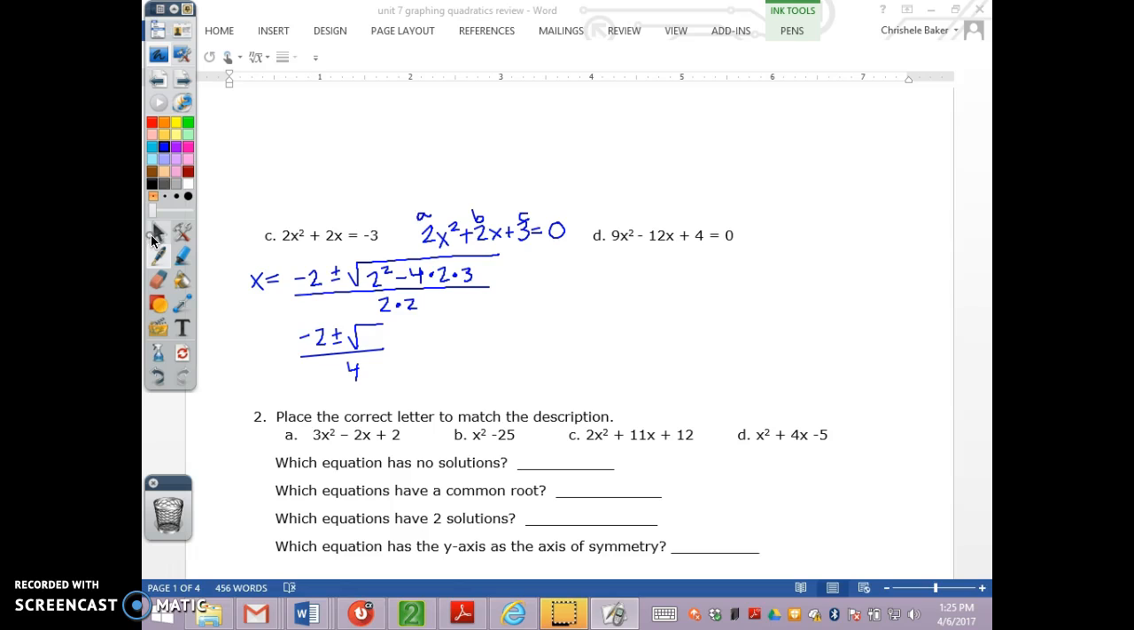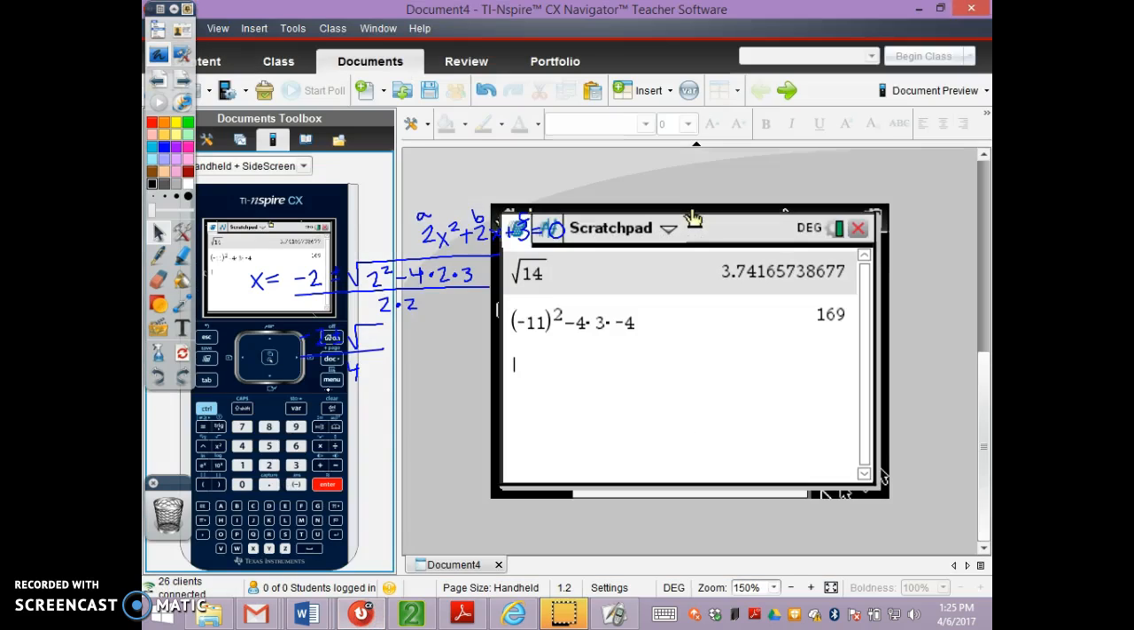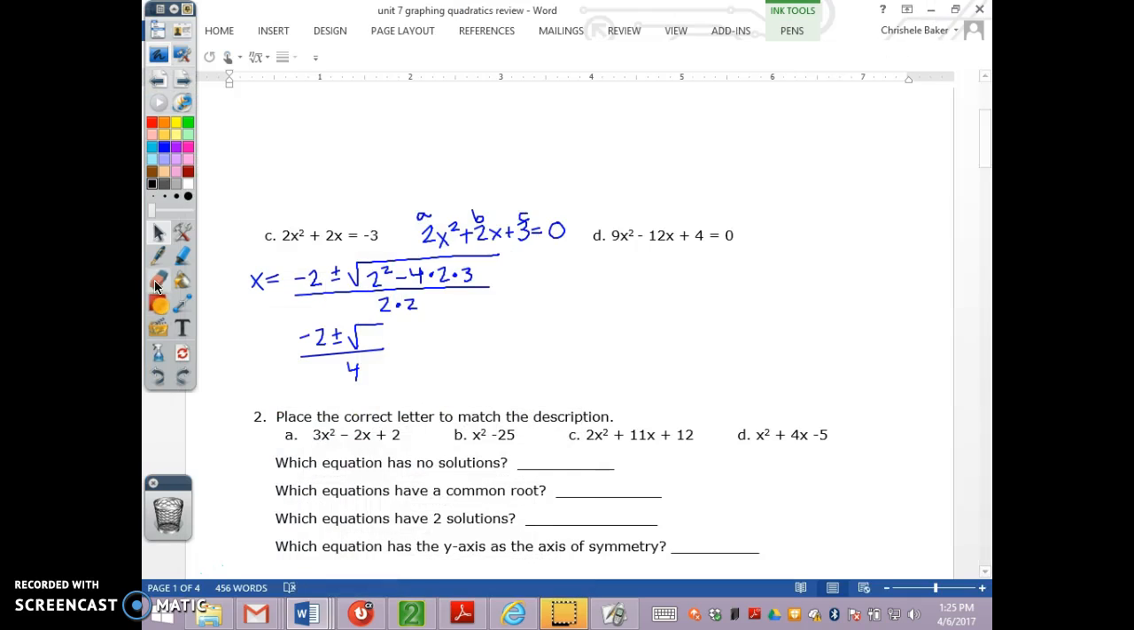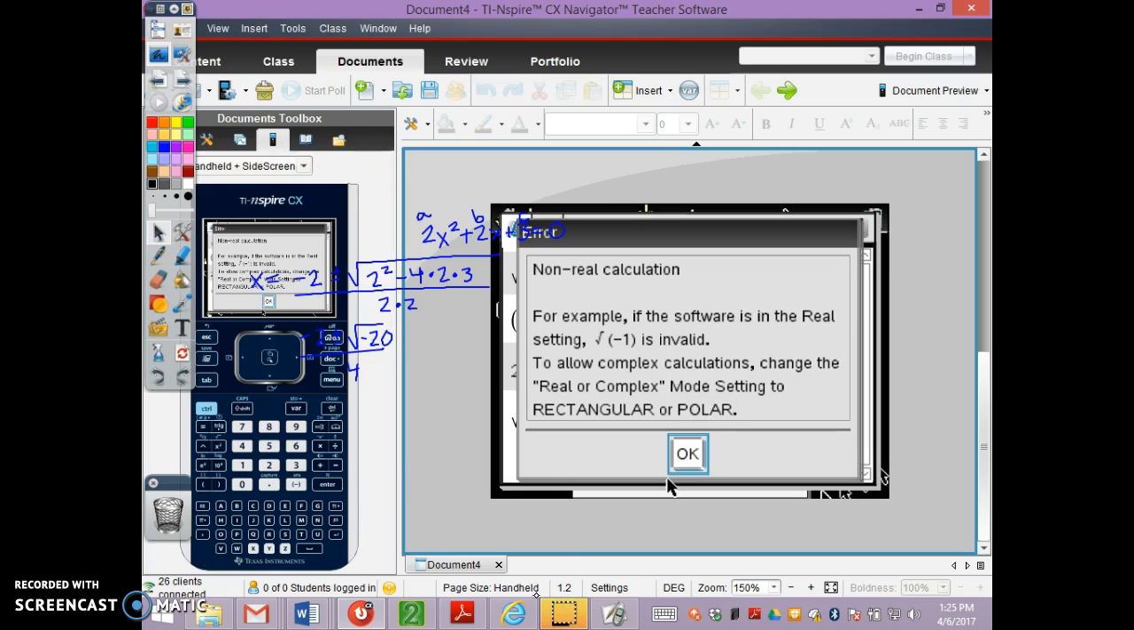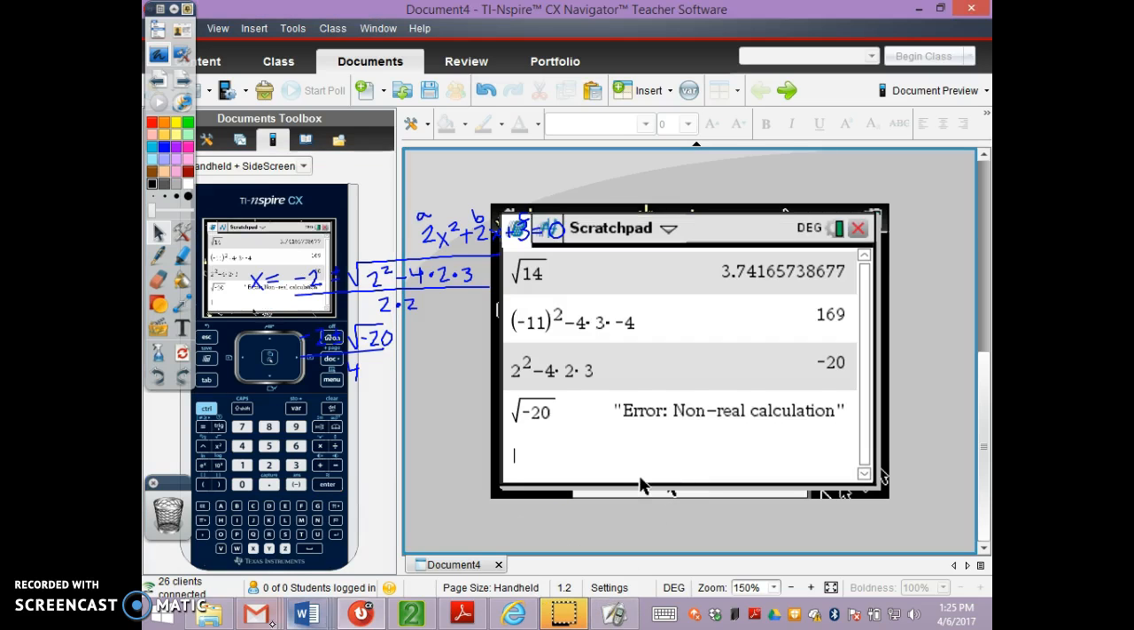Okay, so in my calculator I have 2 squared minus 4 times 2 times 3. Look, negative 20. There's that negative discriminant. You cannot square root negative numbers. You can try. I'll show you. Square root negative 20. Oh, please. Square root negative 20. Non-real answer. Can't do it. Oops, oops, oops.